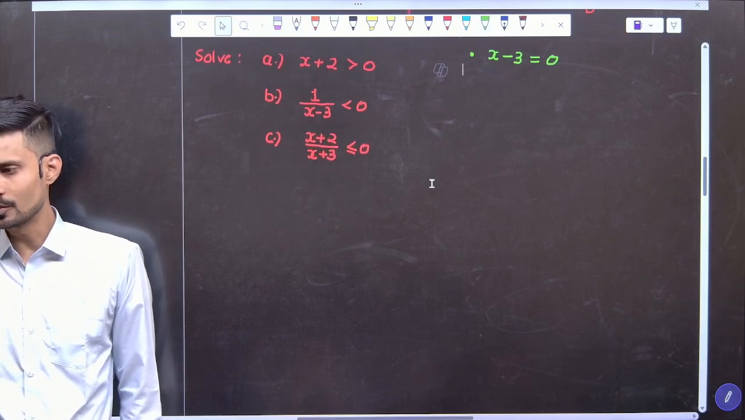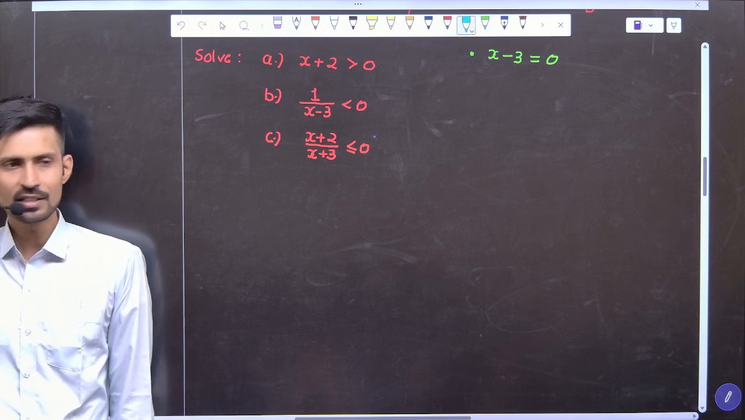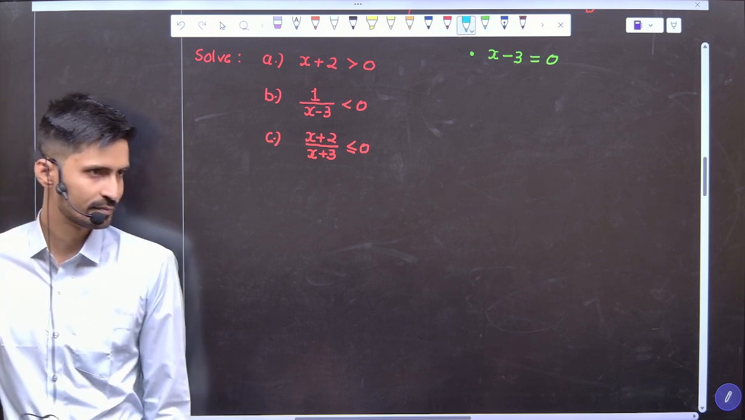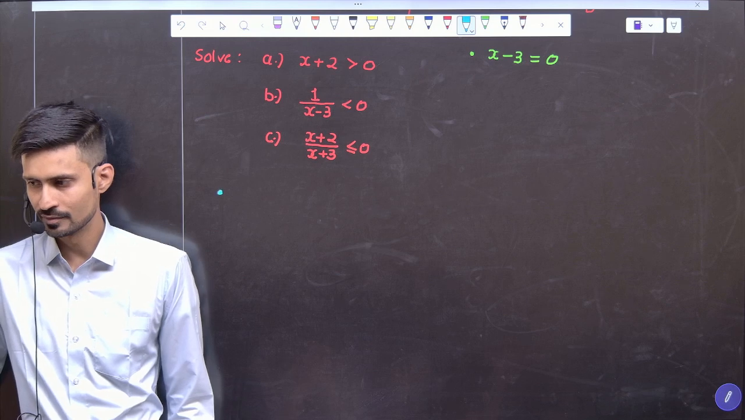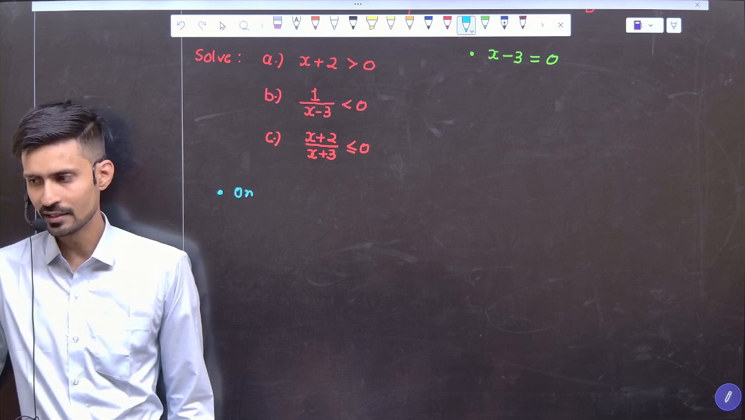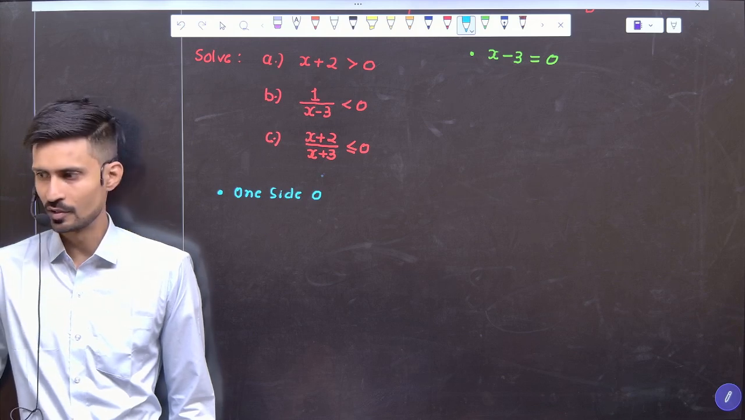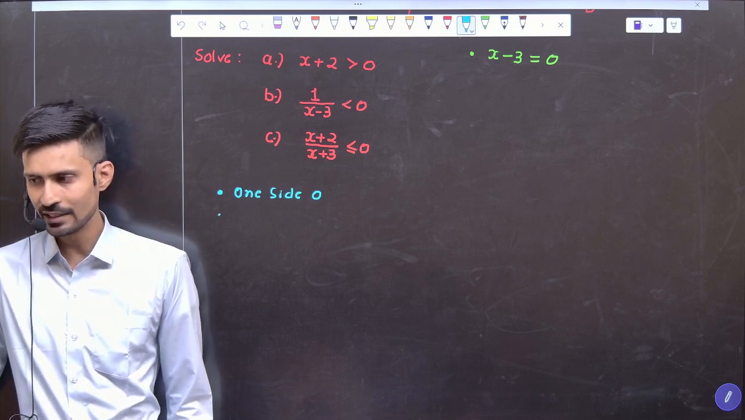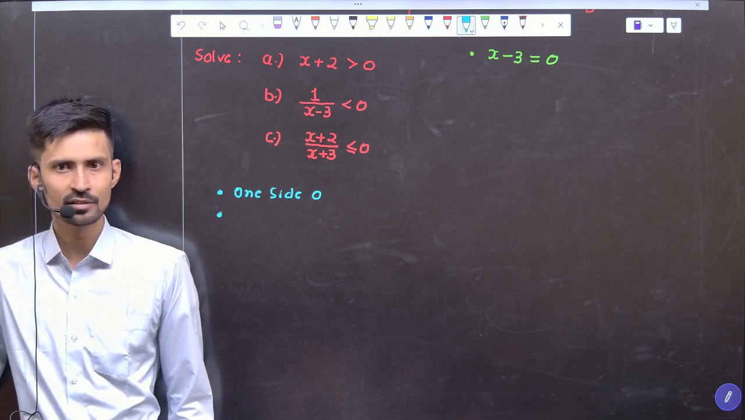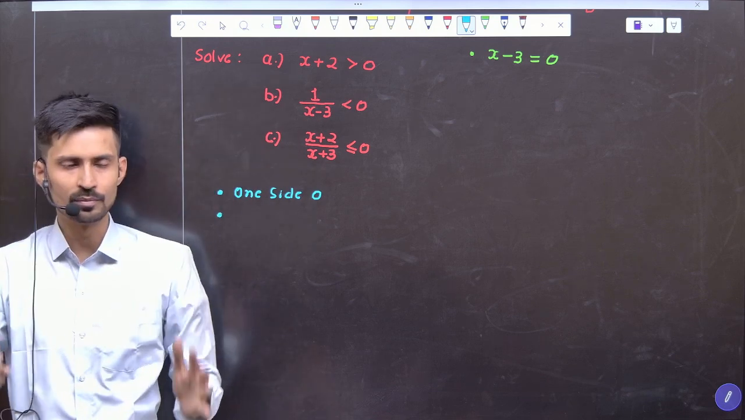First of all, if I want to solve an inequality, I will make sure that one side is 0. You can see one side 0 is present or not. Second thing, I will make sure all things are written in combined form.